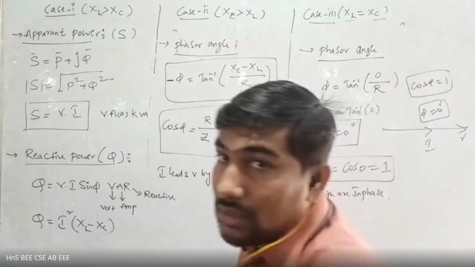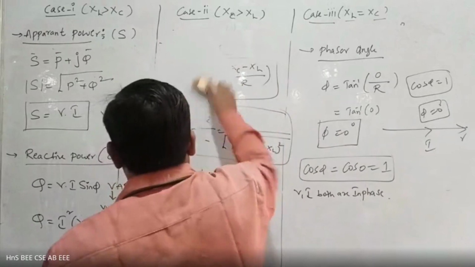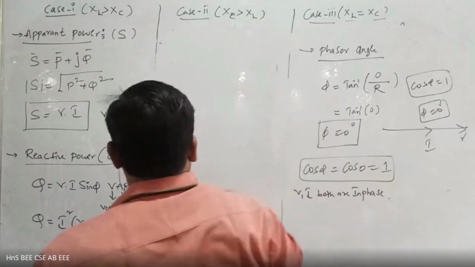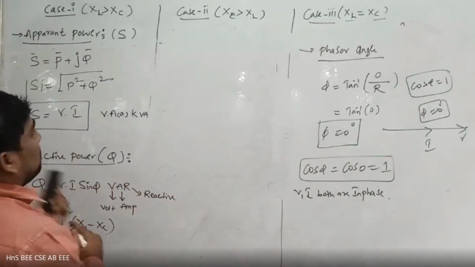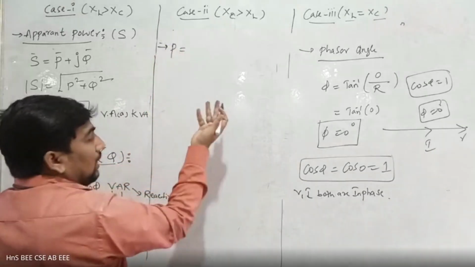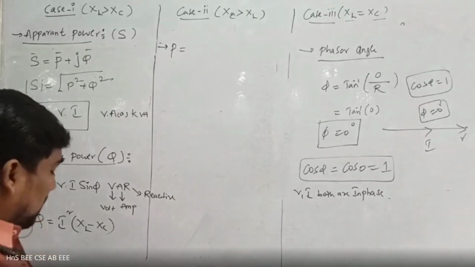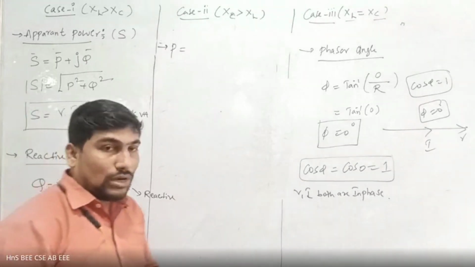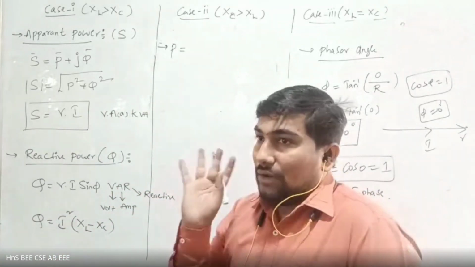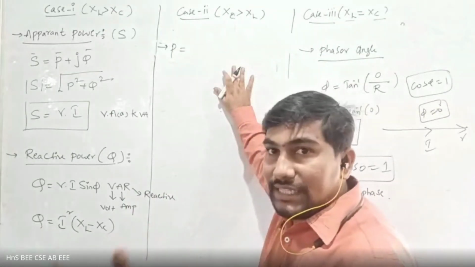Simply you need to write the case number 2 formulas also, that is active power, reactive power, apparent power. The first one, P equal to, P is nothing but active power, true power, real power, effective power, all are same. Actually, we have another power also, that is complex power. Total we have 4 powers. Simply, what is the difference between these powers?